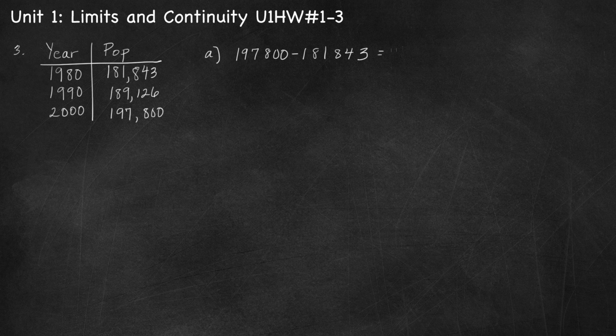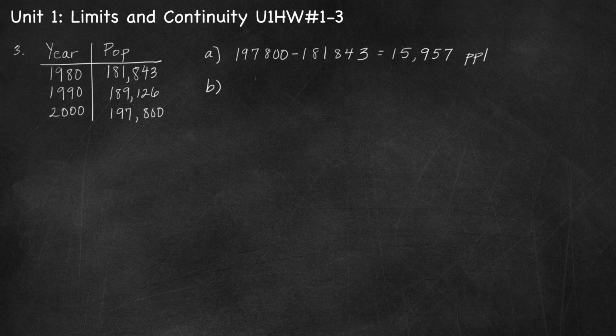And that gives us 15,957 people. Part B, in an average year between 1980 and 2000, by how many people did the population of Grand Rapids grow?